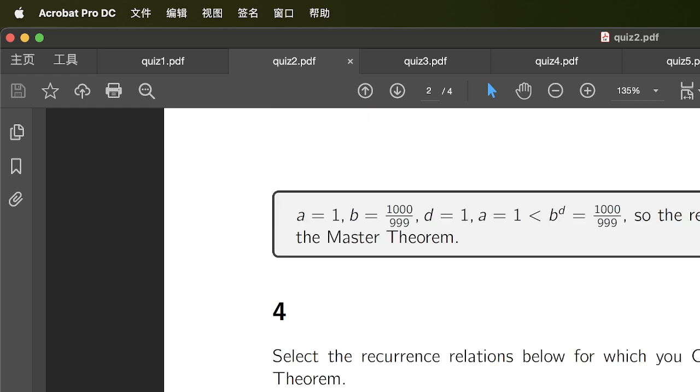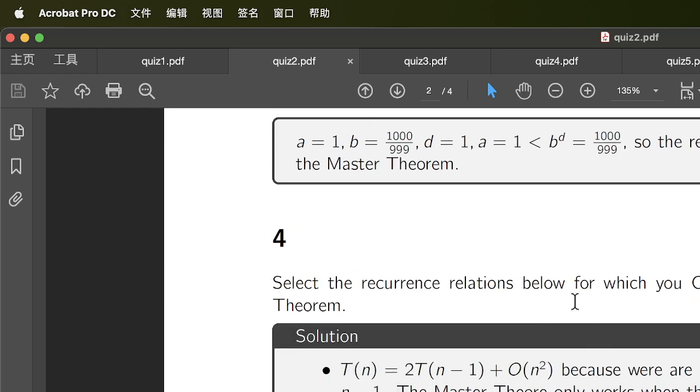Okay, number 4, select the recurrence relations below for which you cannot directly apply the master theorem. For the cases where we cannot apply the master theorem, I would say if you cannot clearly figure out what a is and what b is, then you can't use it. For example, this one is 2T of n minus 1. We can say a is 1, but we don't know what b is. So we cannot use the master theorem for this example.